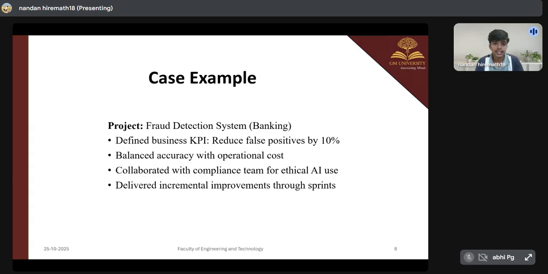What is the case example project? Fraud detection system in banking, I am using as an example. Defining business KPIs: reduce false positives by 10%, balancing accuracy with operational cost. Collaborated with the compliance team on ethical AI use, delivered incremental improvements through sprints.